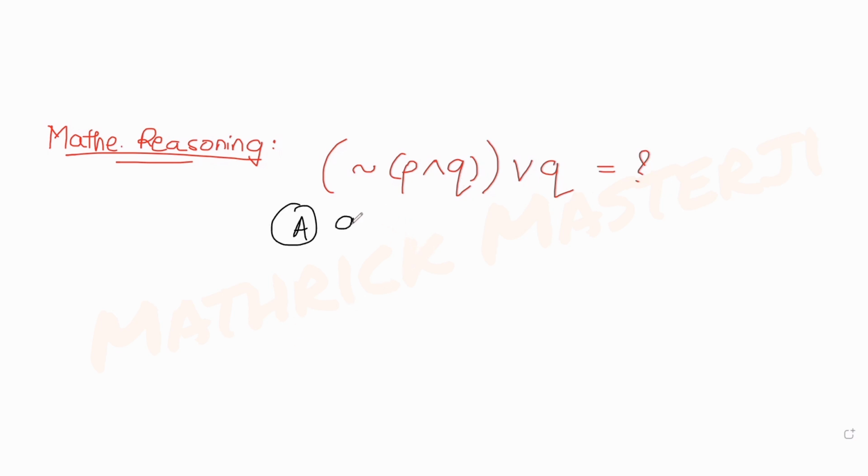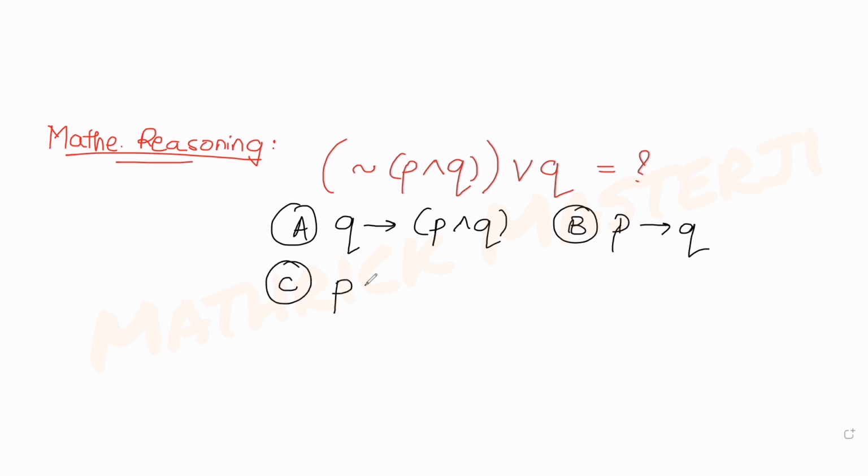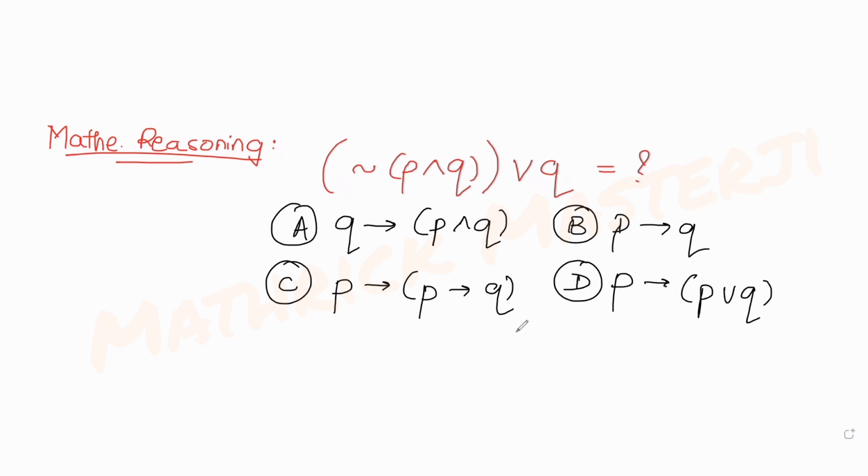The first option is q implies p cap q. Second option, p implies q. Third option given to us here is p implies q. And the last option is p implies p cup q. So we need to figure out which one of the answer choices is the correct answer for the question given to us. So let's first solve for this Boolean expression.